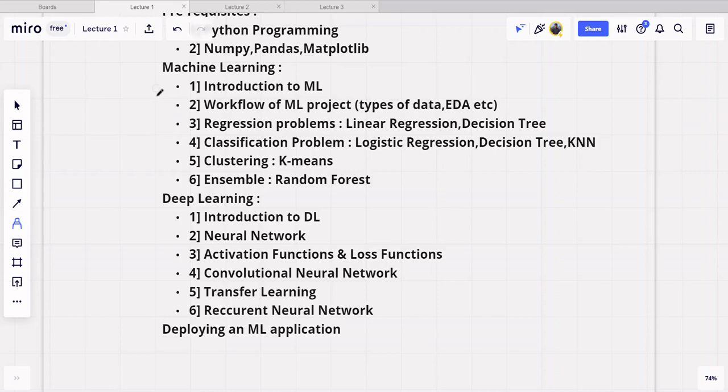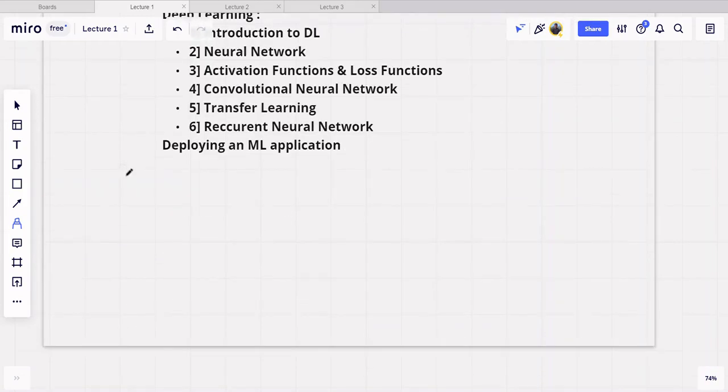We'll look at what neural networks are, what activation functions are, what convolutional neural networks are, etc., etc. And by the end of the series, we'll basically deploy a machine learning app. So basically what we'll do is we'll create our own machine learning app, and we'll deploy it as a REST API on a cloud server.